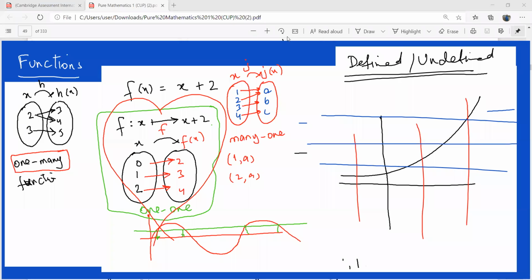So that was it from the first part of our session, where we discussed the function notation, what defined functions and undefined functions are, what a one-to-many function is, what a many-to-one function is, and what a one-to-one function is.